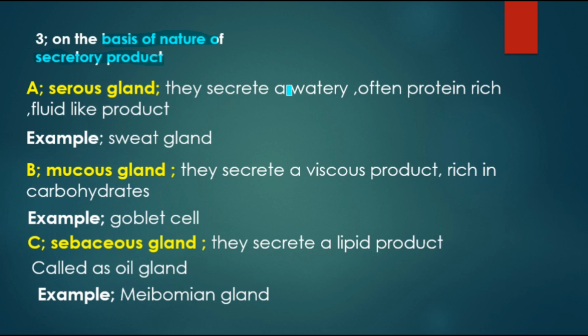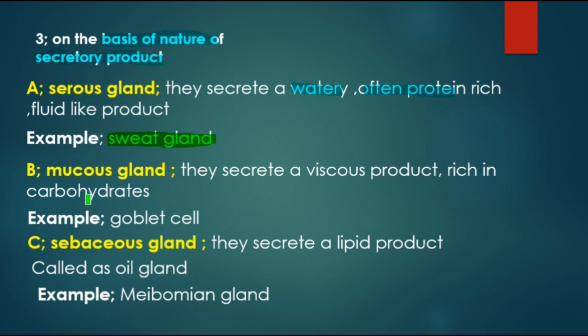Let us talk about the serous glands. They secrete a watery, often protein-rich, fluid-like product. Basically their products are proteinaceous in nature, so they come under the category of serous glands. Here the example is the sweat gland. The products of the sweat gland are proteinaceous and watery in nature, so they come under the category of serous glands.